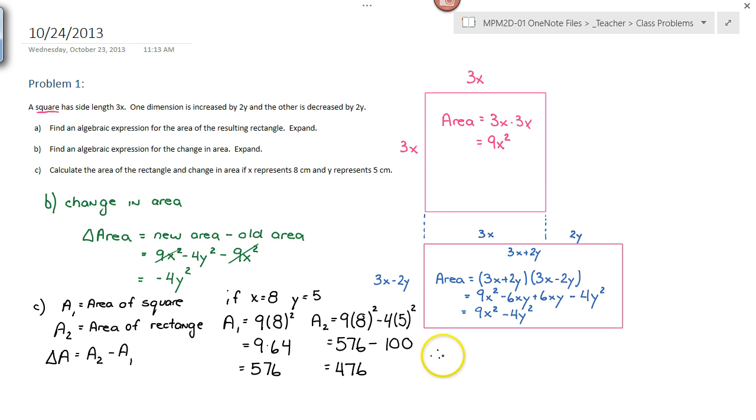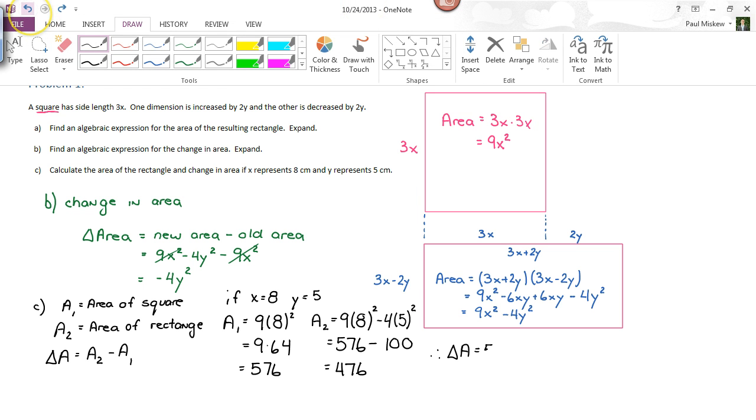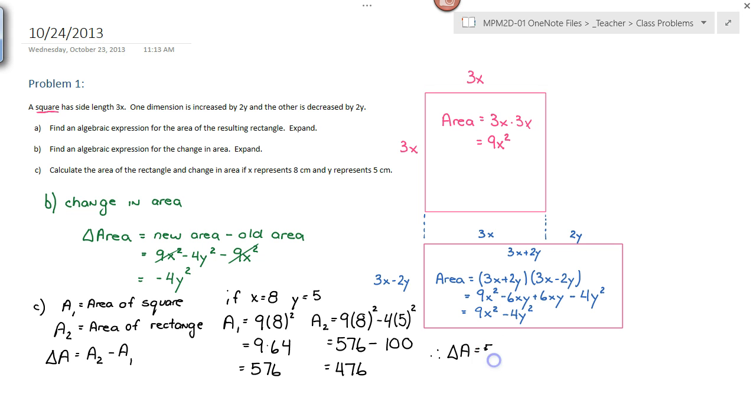So therefore, the change in area is going to be 500, oops, we just lost that rectangle there. Let's undo that. There we go. It's going to give me 500, pardon me, we want to do A2, which is 476, minus 576, which is minus 100.